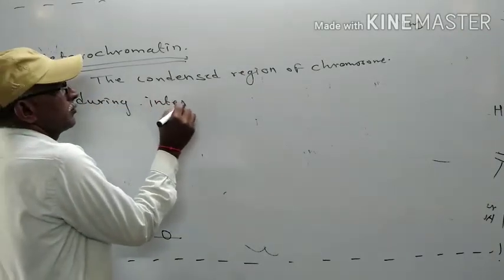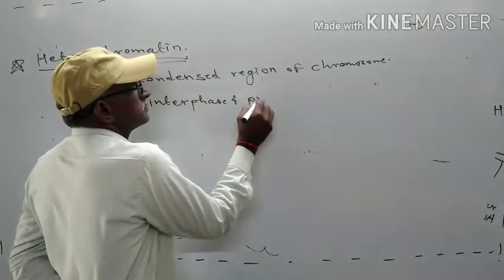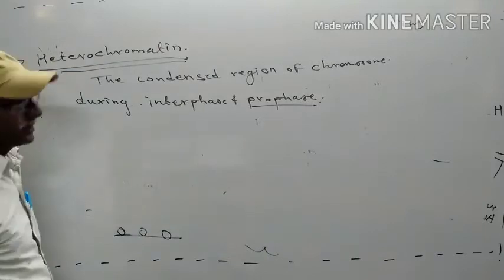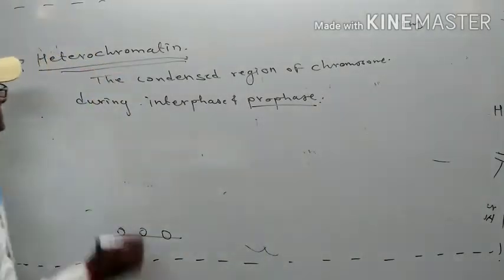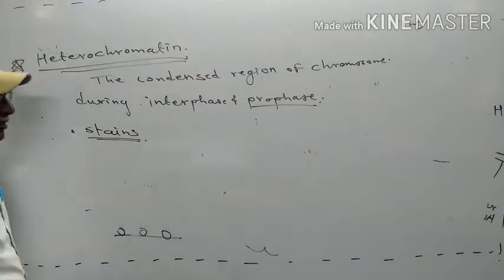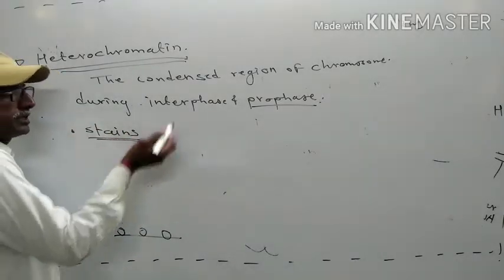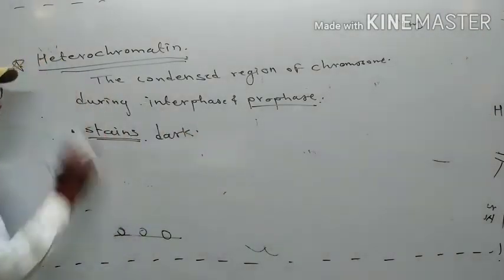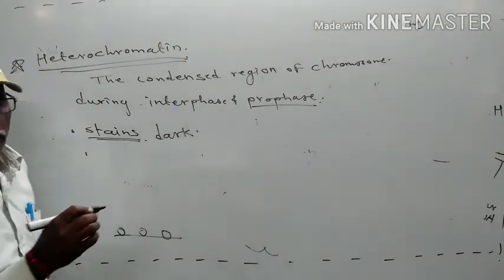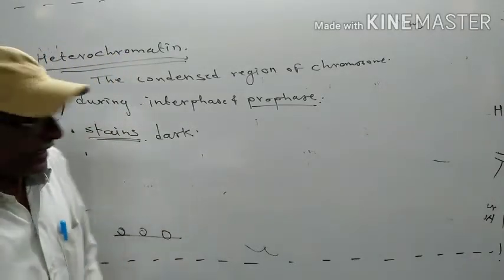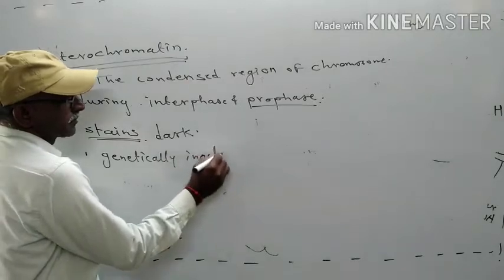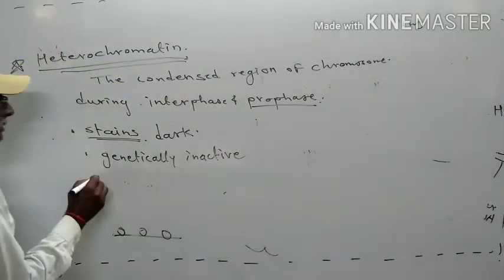The condensed region of chromosome during interphase and prophase is called heterochromatin. Now this region stains dark. How to recognize it? When a stain is added, the region which stains dark is called heterochromatin. And this region is a genetically inactive region. Then it is also transcriptionally inactive.